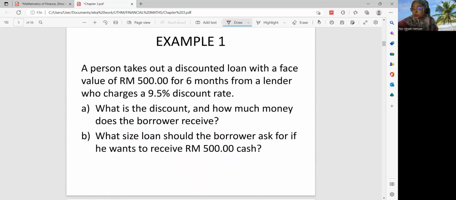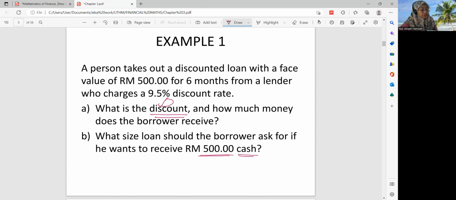Let's look at example 1. A person takes out a discounted loan with a face value of 500 ringgit for 6 months from a lender who charges a 9.5% discount rate. The first question asks: what is the discount and how much money does the borrower receive? So here you need to find D. And B, what size loan should the borrower ask for if he wants to receive 500 cash?